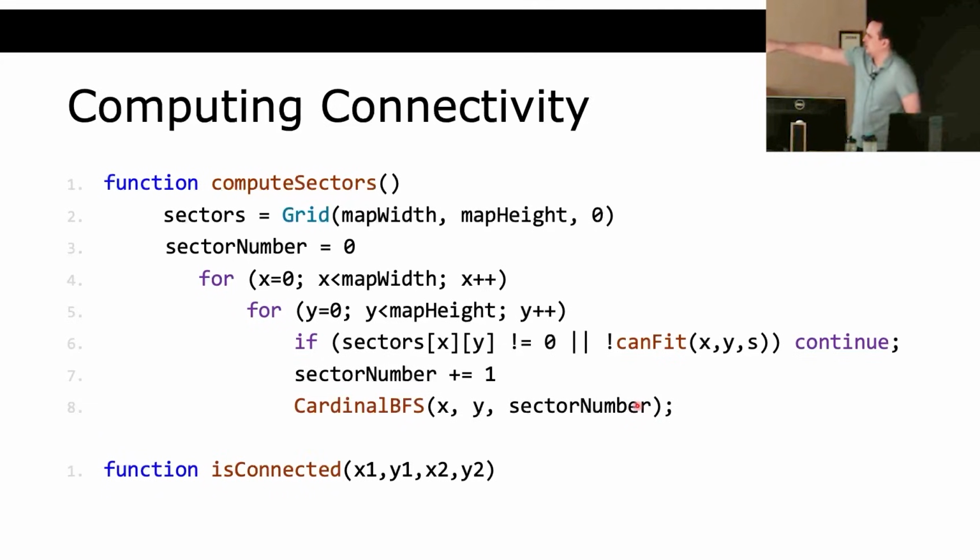Because this cardinal BFS is different enough, like you have to be marking in integers and stuff, you probably shouldn't just be reusing the same code. And then we're going to have a function, isConnected, which is x1, y1, x2, y2, that asks, are these two states connected?